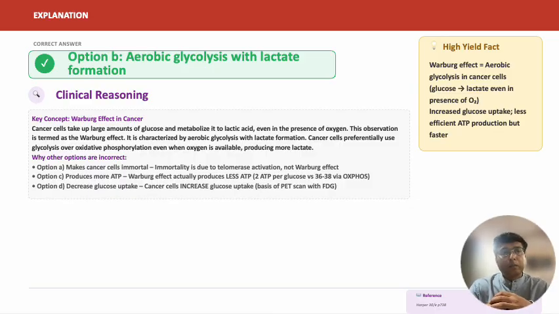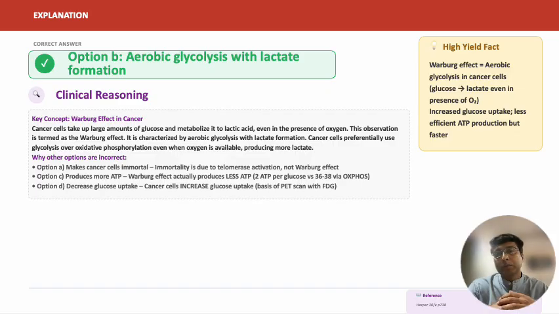And come to the option D, that is the decreased glucose uptake. Actually cancer cells increase the glucose uptake, and they need more ATP, but they are utilizing the anaerobic pathway of glycolysis. This is a fast process but generates low ATP. For this reason, they need more glucose to enter into the cell.